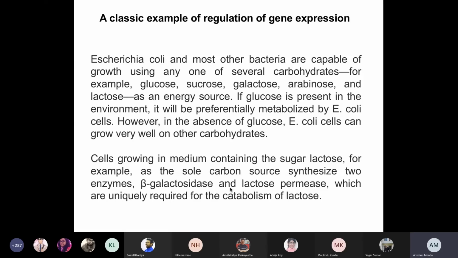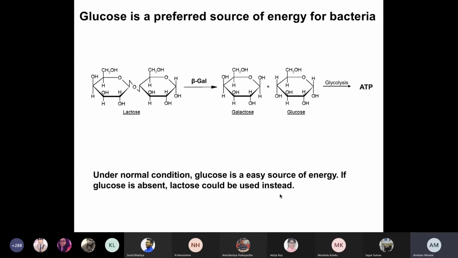They will never utilize lactose. But if they do not find glucose, that's when they want to use the lactose, and in those circumstances only they will be able to synthesize these enzymes like the beta galactosidase and the lactose permease. How do they regulate the synthesis of these enzymes in that case?